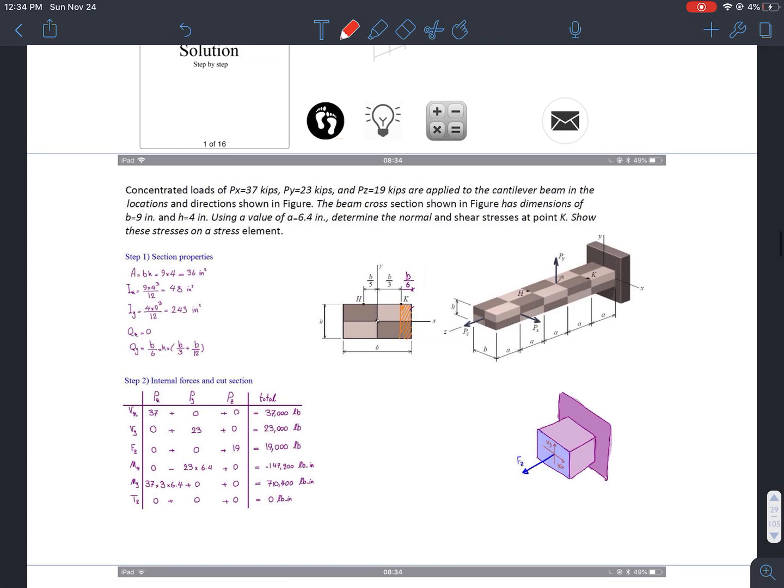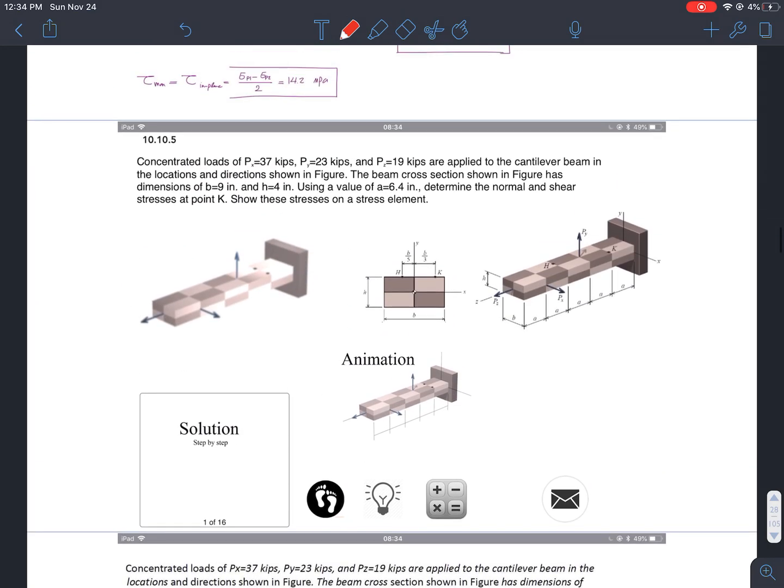All right, I'm going to talk about one more example. I say concentrated loads, Px equal to 37 kips right here, Py 23 kips right here, and Pz 19 kips, center straight right here. The beam cross-section is shown as this, with B equal to 9 inches, H equal to 4 inches. This is the cross-sectional view. And use a value of A equal to 6.4 inches. Determine normal and shear stress at point K. And I label that the point K is right here.